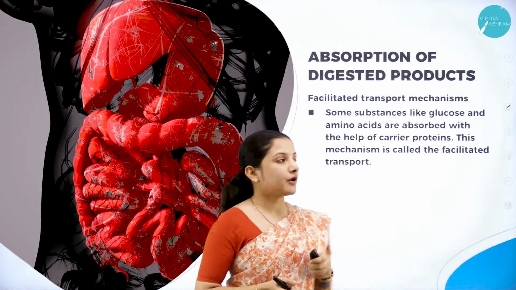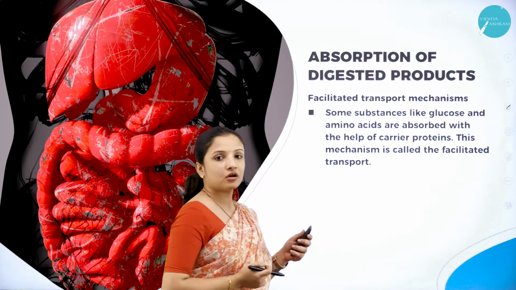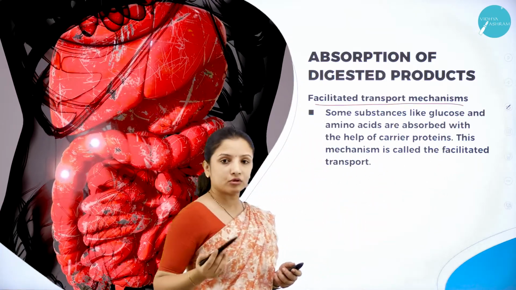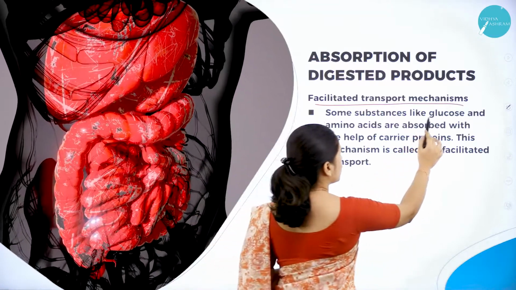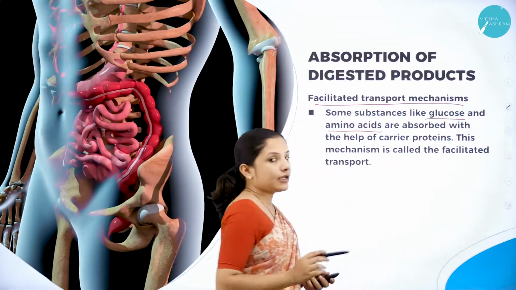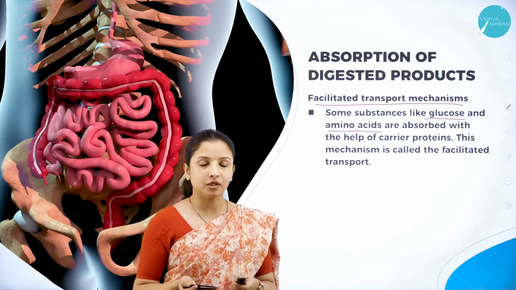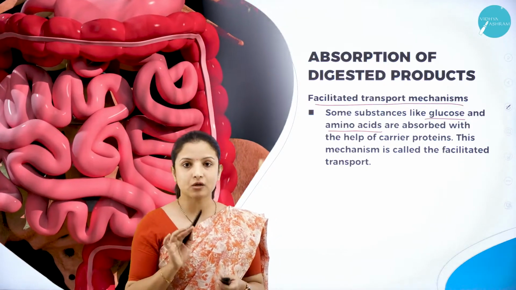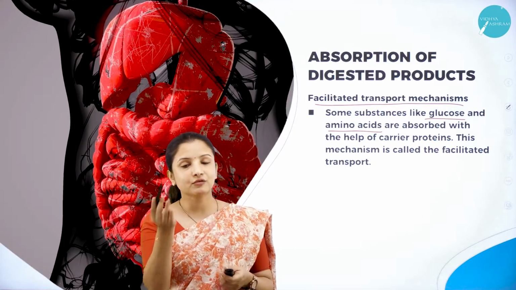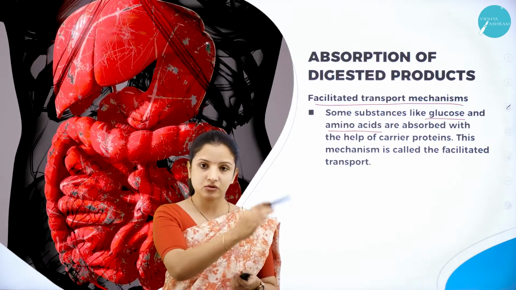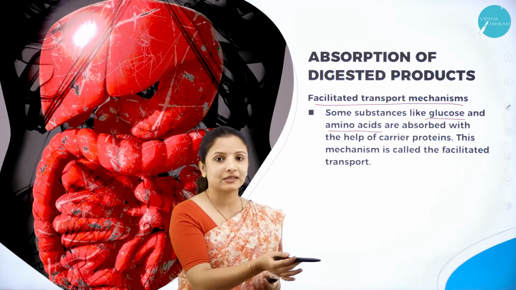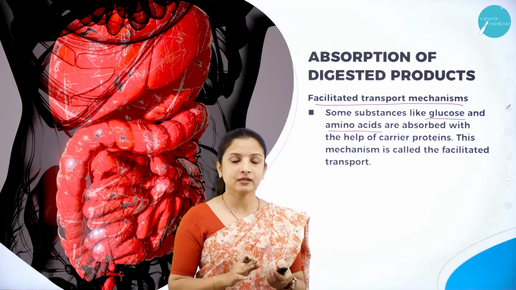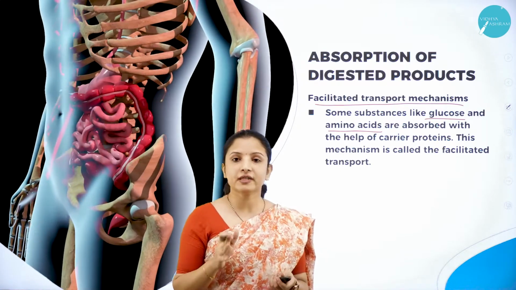First, talking about one particular mechanism, which is called the facilitated transport mechanism. Here, some of the monosaccharides such as glucose and the amino acids cannot be directly absorbed because they will have to pass through a particular membrane of that organ. So if the blood has to carry and deposit these monosaccharides, such as glucose and amino acids, into the organ, then it needs to take the help of a carrier protein.